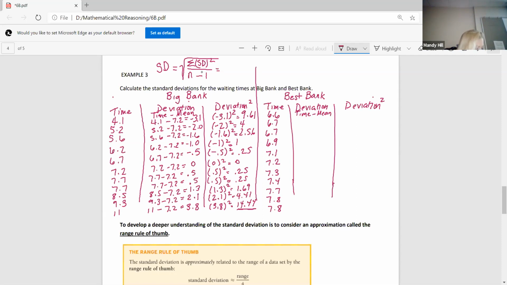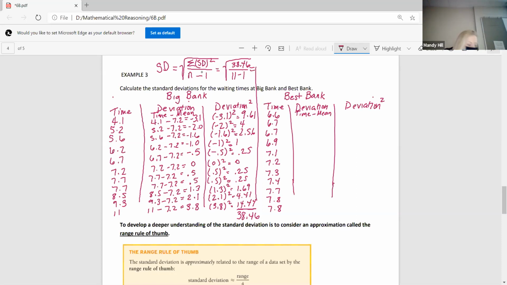And when we do that, we're going to get a total of 38.46. So the square root of 38.46 divided by n minus 1. Well, there were 11 of these, right? 1, 2, 3, 4, 5, 6, 7, 8, 9, 10, 11 values here. So on the bottom, we would have 11 minus 1.